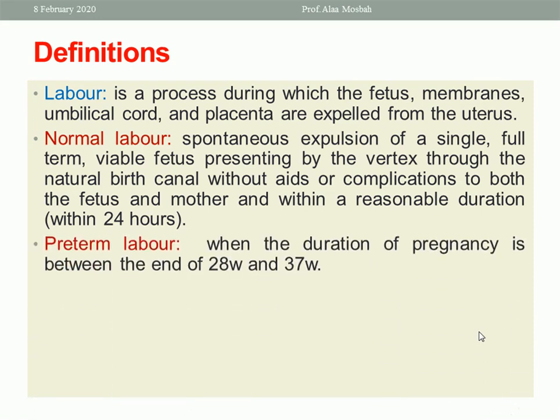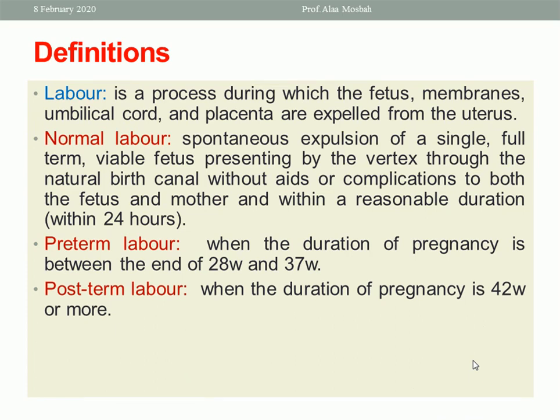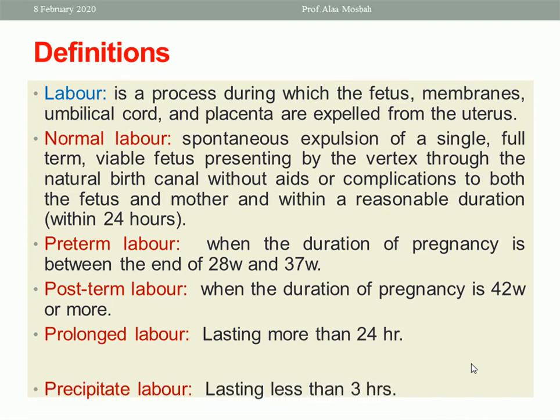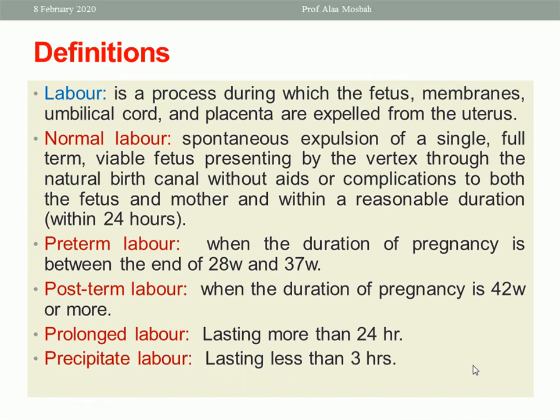Preterm labor, the duration of pregnancy is between 28 weeks and 37 weeks, while post-term labor, when duration of pregnancy is 42 weeks or more. Prolonged labor, if labor lasting more than 24 hours. Precipitate labor, if labor lasting less than 3 hours.